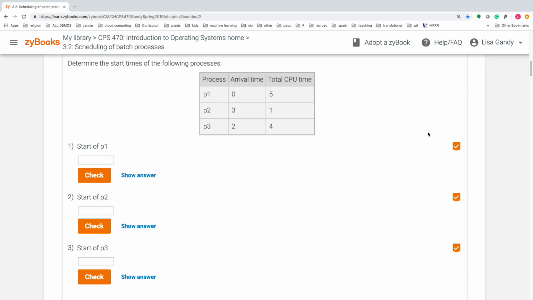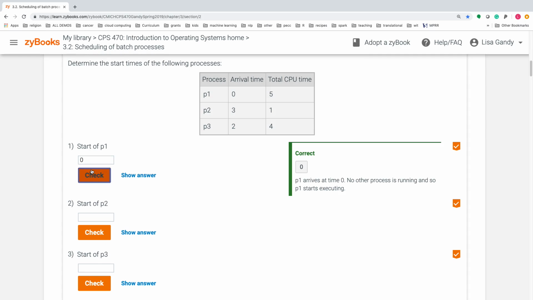Okay, so let me plug this in. We're going to draw a picture here and figure out when these... Actually, I don't know if we need to draw a picture for this. It's pretty simple. So start of process 1. When would process 1 start? It's pretty straightforward. Time 0, yes. Good. Okay. Then when will P2 start? It's a little bit of a trick question.